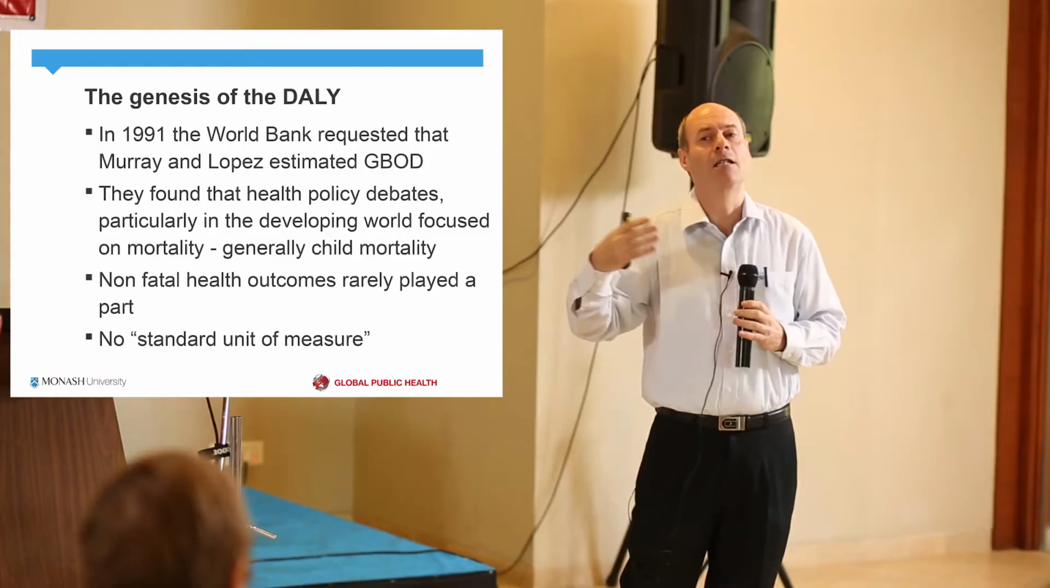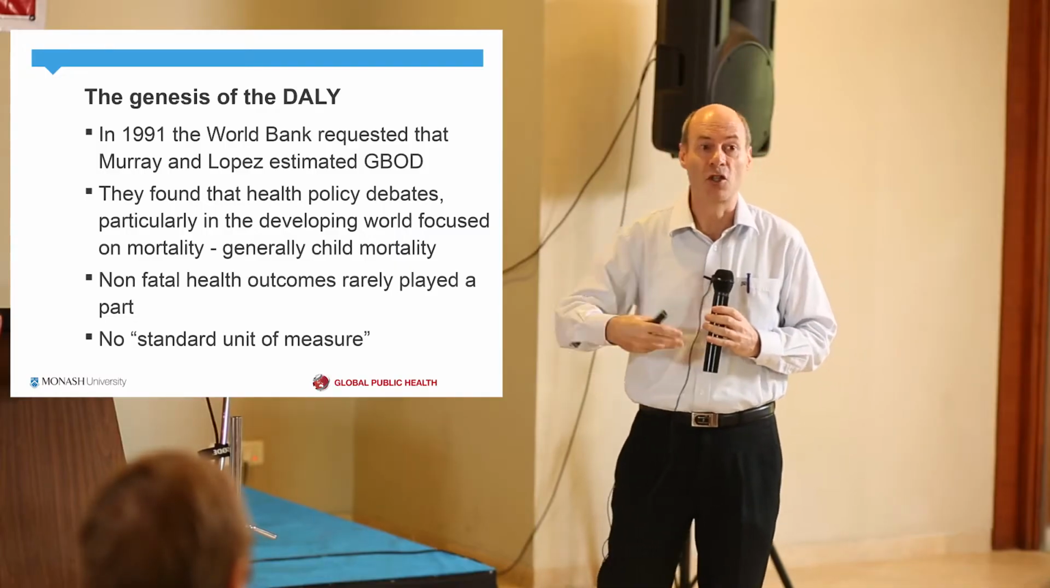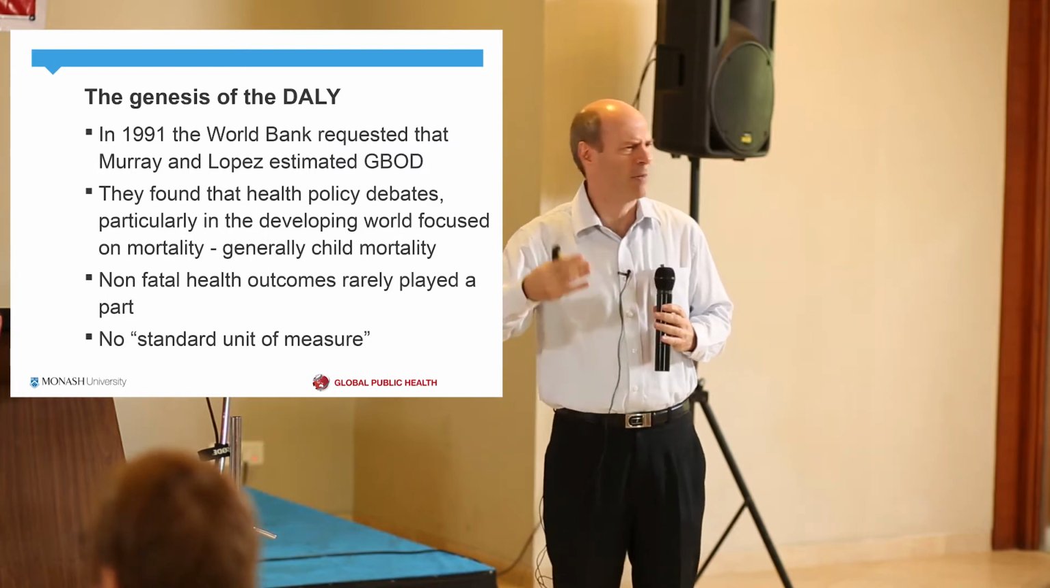The reason they were interested in it to begin with was that when looking at global health, there was a strong focus on mortality, and specifically around child mortality. And they were concerned about the focus on both those when you're talking about people of all ages and at different levels of health. And so the non-fatal health outcomes, the morbidity, rarely played any role in how one measured a population's health. Often you would see mortality rates, age-adjusted mortality rates, but you wouldn't see anything about the morbidity. And it's very difficult to combine the morbidity and the mortality into a single metric. No standard unit of measure.